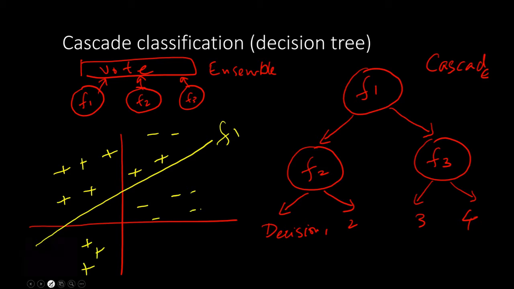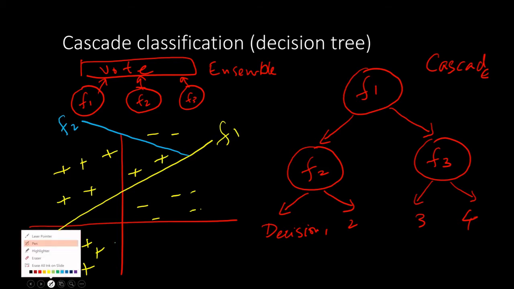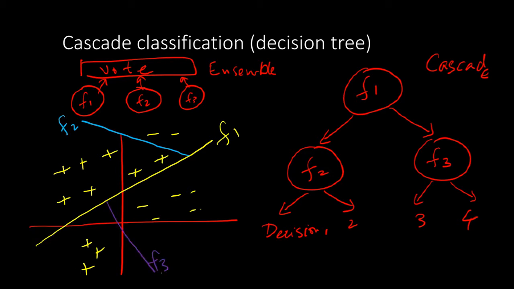Now, whatever goes on the upper side of this classifier, we will learn a second classifier, which is F2. And we will learn a third classifier, which is F3. By doing a cascade of the three, notice that they are not intersecting each other, unlike in an ensemble. So this is a cascade.